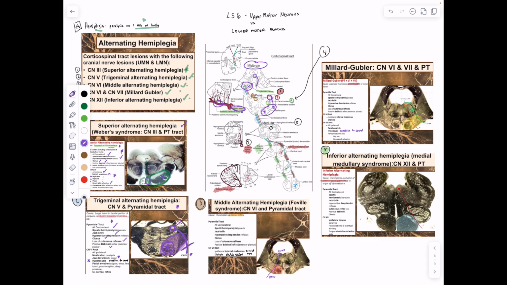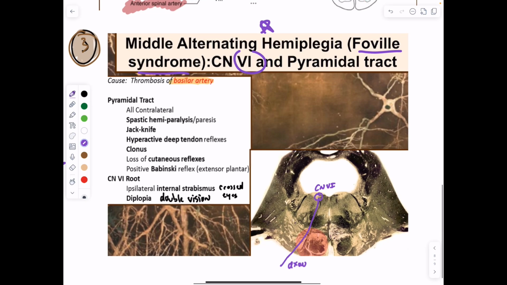All right, then we have middle alternating hemiplegia, Raymond-Cestan syndrome. This is cranial nerve 6 and the pyramidal tract. And so cranial nerve 6 is right here. 6 is abducens, and that's doing lateral rectus, right? And so lateral rectus, if you have something wrong with the lateral rectus muscle, then you're going to have strabismus, which is cross-eyed. You could also have diplopia, double vision.